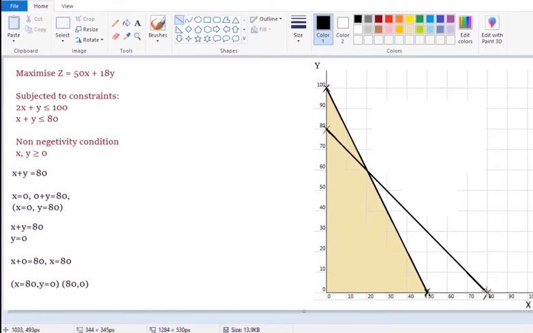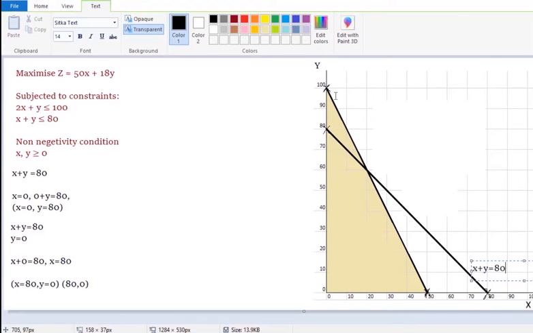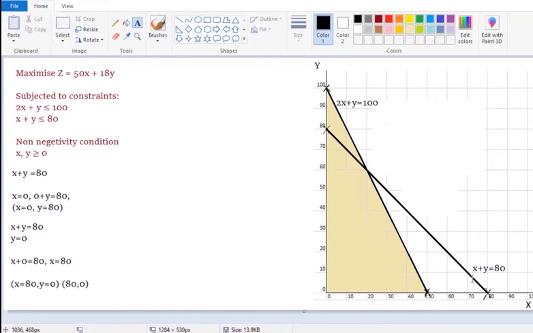So this is the second line. So this line represents what? This line represents the equation x plus y equal to 80. Similarly, what is the equation of this line? It is 2x plus y equal to 100. That is the equation of this line. And x plus y equal to 80 is the equation of this particular line.